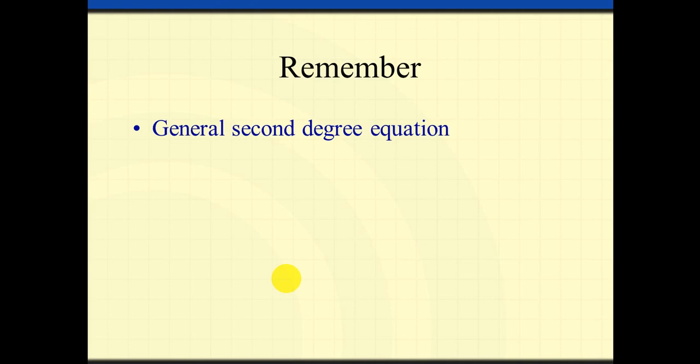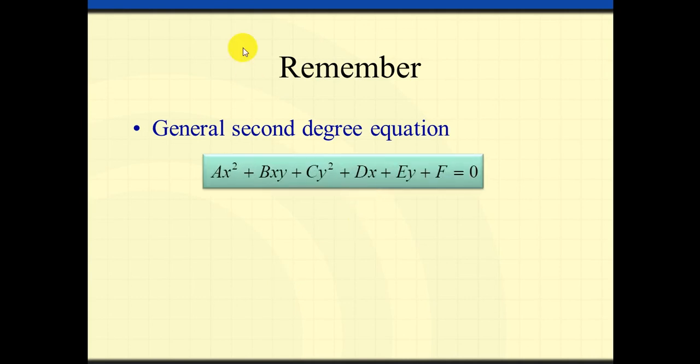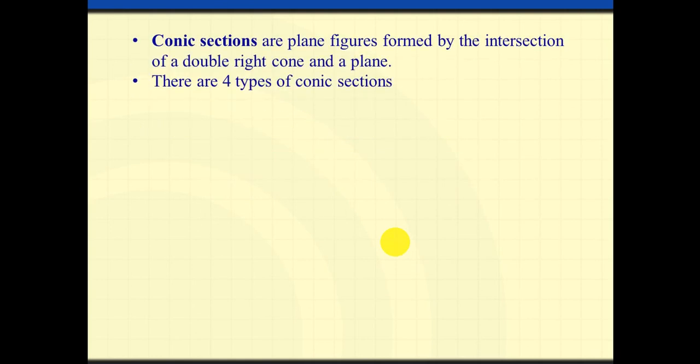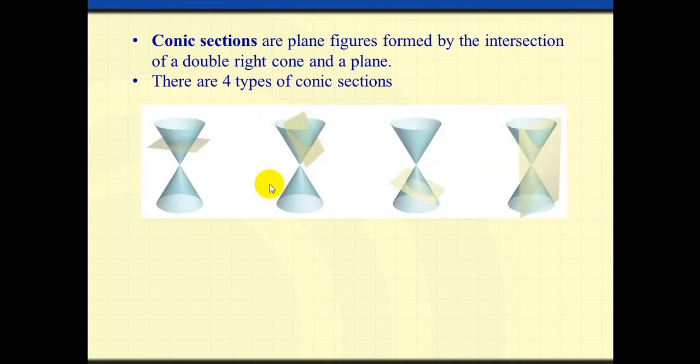We must remember the general second degree equation formula: ax squared plus bxy plus cy squared plus dx plus ey plus f equals 0. The conic sections are plane figures formed by the intersection of a double right cone and a plane, or double napped cone and a plane. There are 4 types of conic section, as shown in the figure.